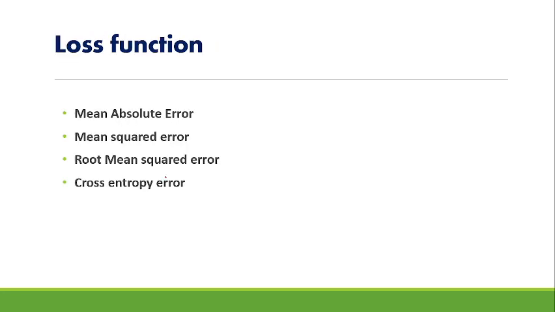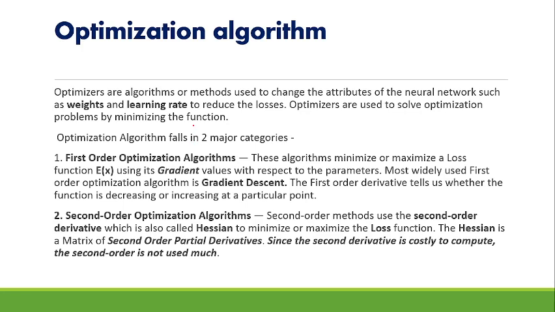For loss function we know the different kinds: mean absolute error, mean squared error, root mean squared error, and cross entropy error. We have already seen that by observing what kind of data it is, whether it has a number of outliers, according to the data type we select the loss function. Our main target now is to understand what optimization algorithms are.